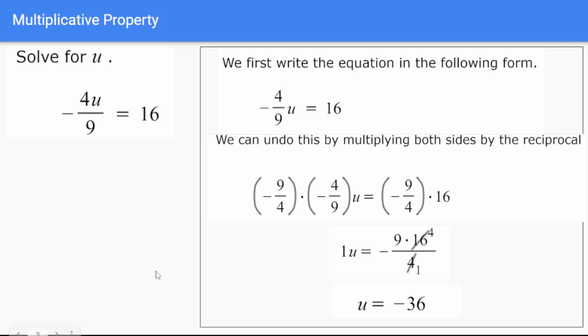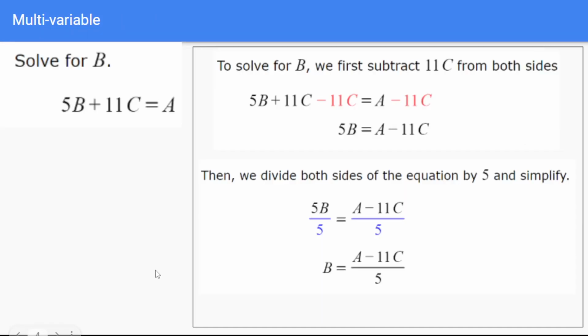The last example is where you have multiple variables. In this example, we're going to solve for b. 5b plus 11c equals a. We'll start off by subtracting 11c from both sides. And when we simplify, that's 5b equals a minus 11c.